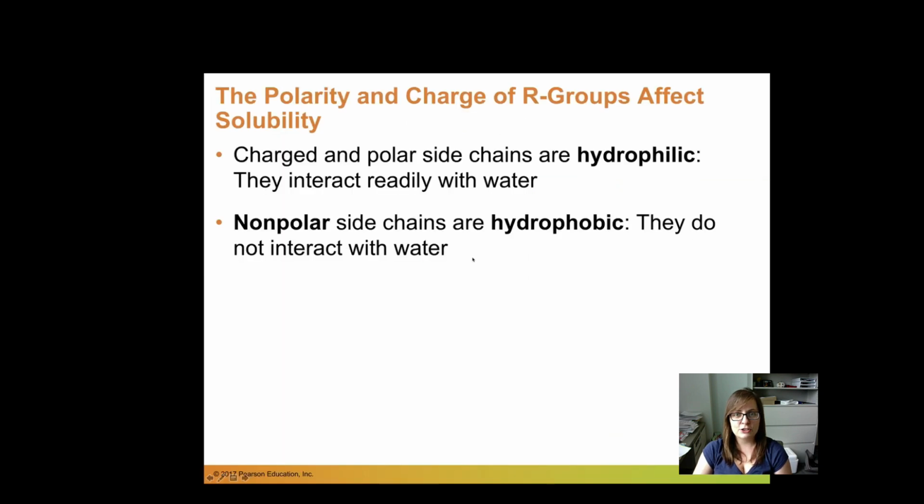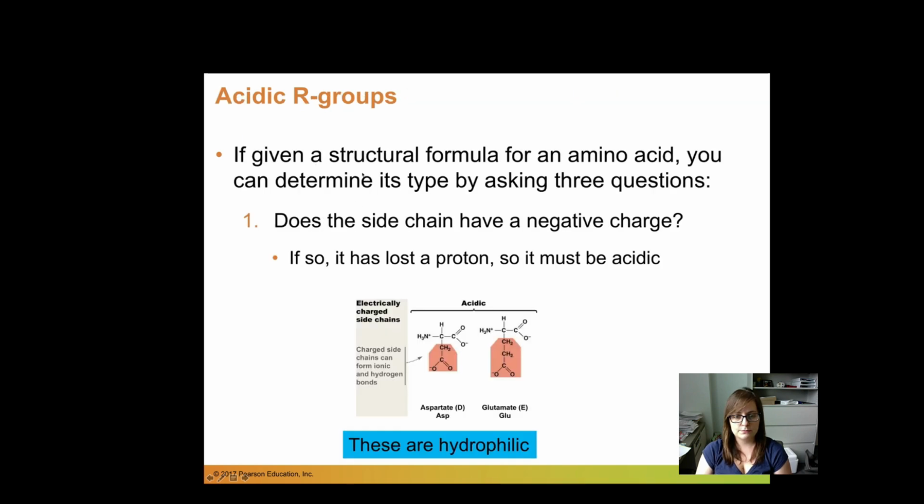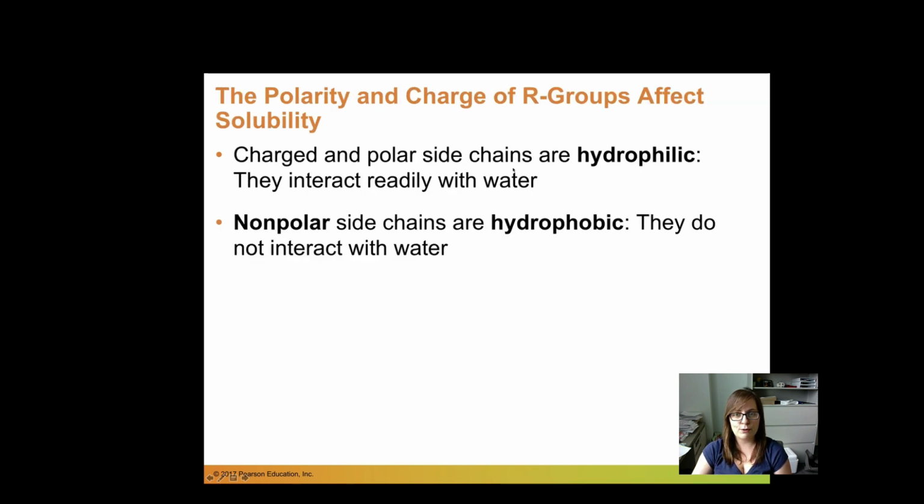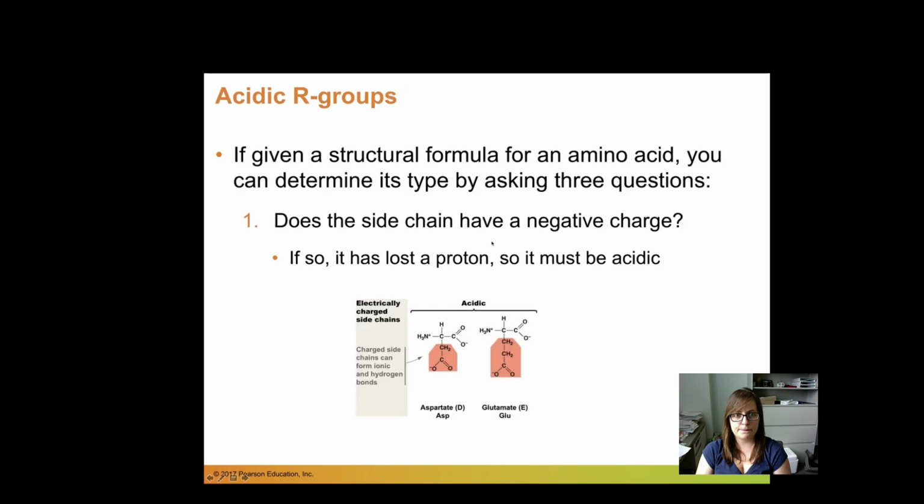The polarity and charge of an R group affects its solubility. Charged and polar side chains are hydrophilic, so they interact with water. And nonpolar side chains are hydrophobic, so they don't want to interact with water. If you're looking to group the R groups, there's a series of questions you need to ask, and if you ask these questions, you'll be able to really easily group your R groups into specific categories. I'm not going to ask you to memorize specific ones, just to be able to group them.